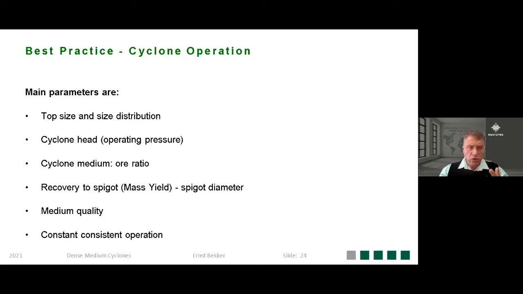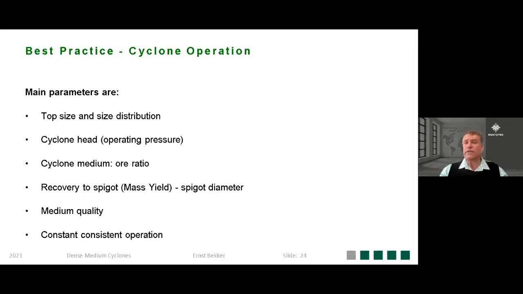So the main parameters, top size and size distribution. Operating head. We talked about the media to ore ratios, efficiency, but the operating head or the operating pressure can impact on the cut density as well. It can change the cut point inside the cyclone. The change in medium to ore ratio can impact on the cut point of the cyclone. Recovery to spigot, your mass yield, that impacts on the spigot diameter. And to a smaller extent, it could maybe impact on the cut density as well.